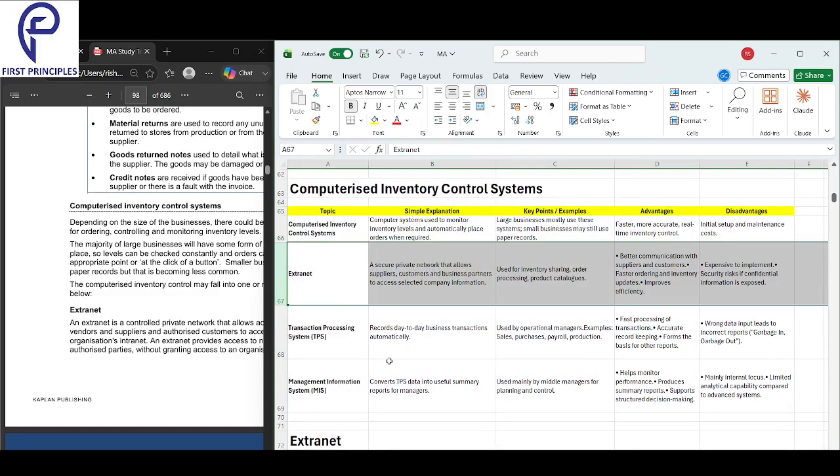Next, we look into the extranet. It's a private secure network. It only lets a certain select group of people access the company's data. It's mainly for inventory sharing, order processing, and giving a product catalog to people. It leads to better communication and fast orders. It improves their efficiency as well. And finally, the disadvantage is it's expensive plus there's a security risk if the data leaks.